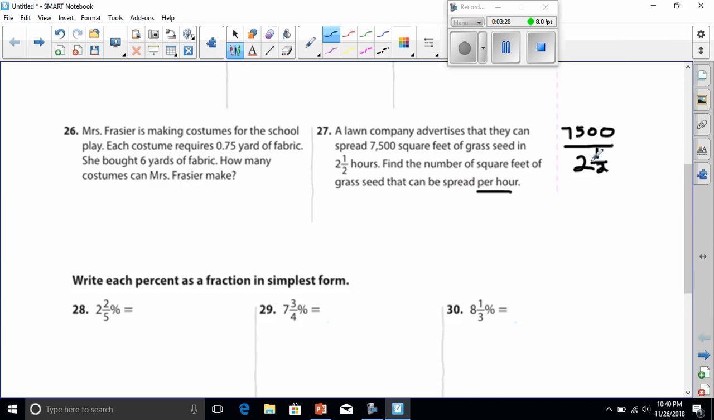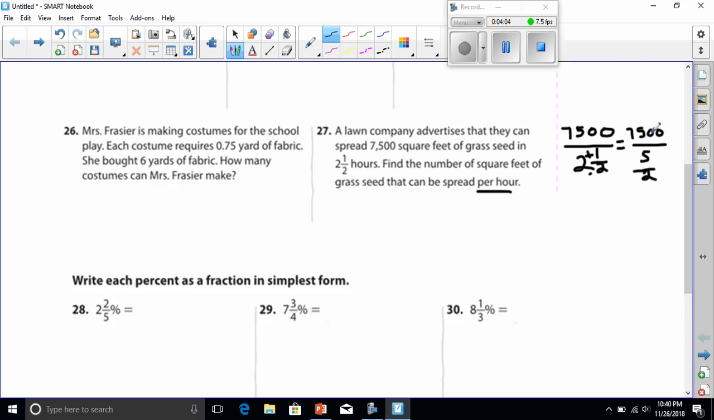Well, let's turn this fraction into an improper fraction first. So 2 times 2 is 4, and 4 plus 1 is 5. So this is really going to be 7,500 over 5 over 2. For those that didn't catch that, 2 times 2 is 4, and then 4 plus 1 is 5. Now we have our complex fraction, so let's work it.